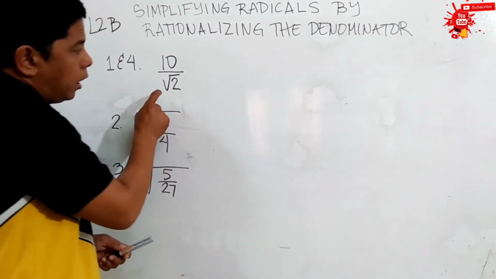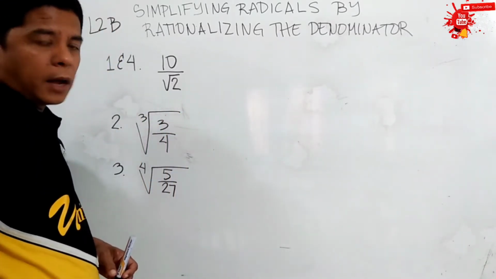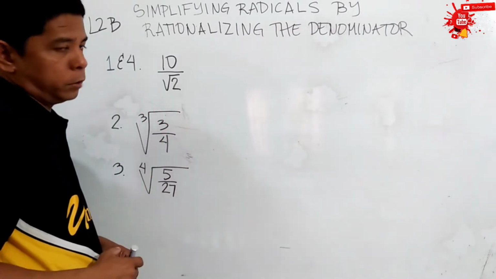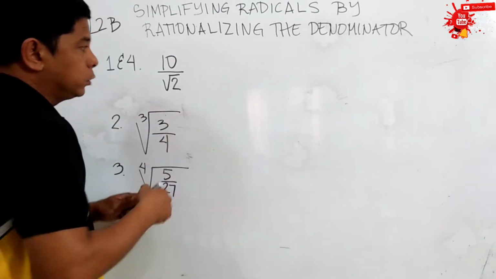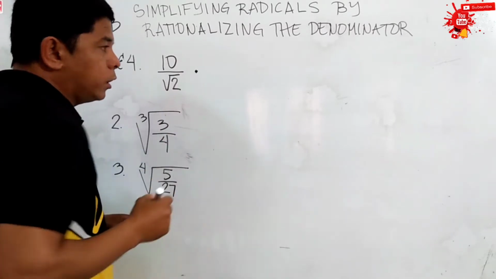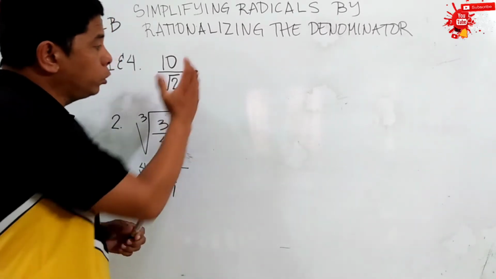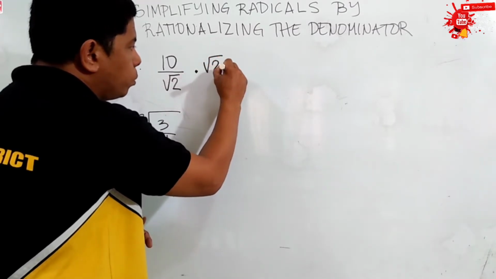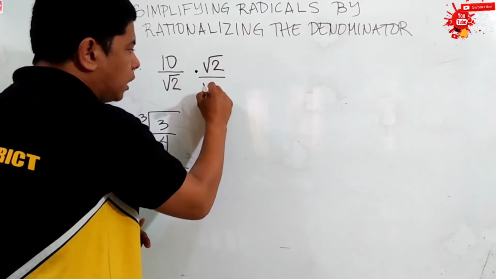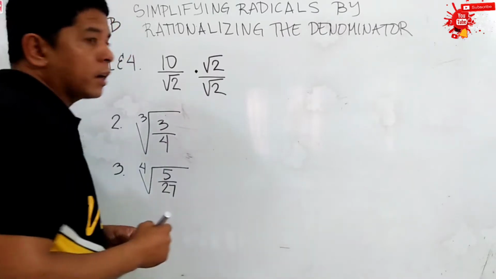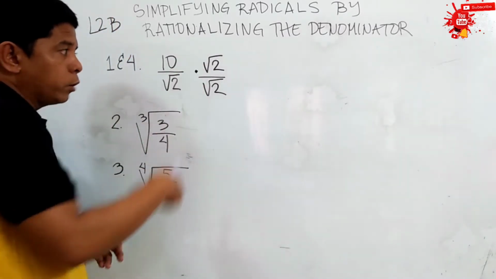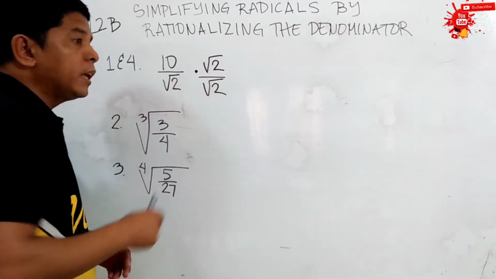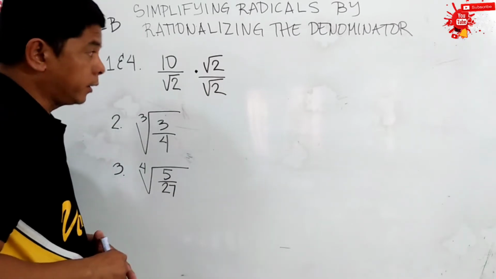So, ano ang may radicals? Yung denominator, square root of 2. I-rationalize natin. Pwede na po ba natin itong i-multiply? Tatandaan natin, kung ano yung i-multiply natin sa numerator, yun din ang i-multiply natin sa denominator. Yun yung rationalization. Kasi, square root of 2 over square root of 2 equals 1.